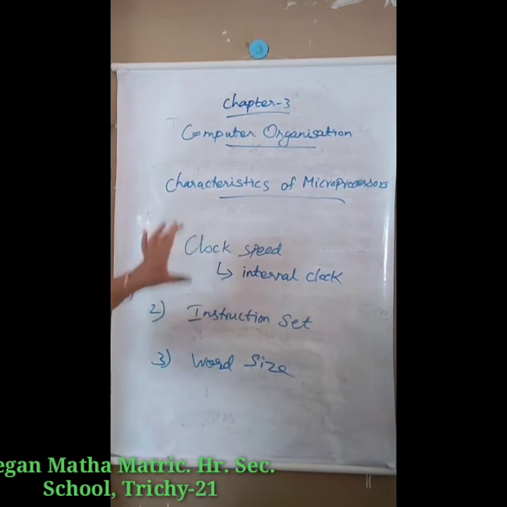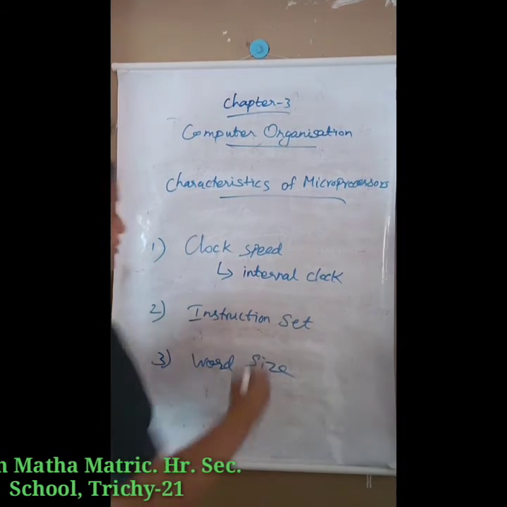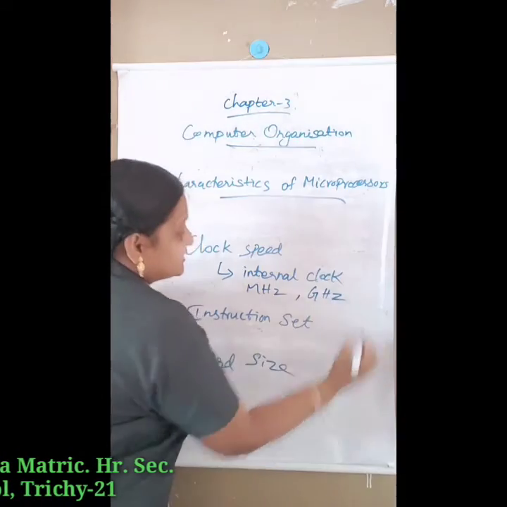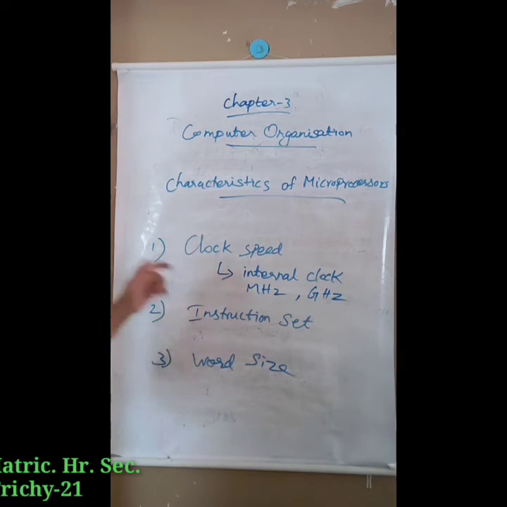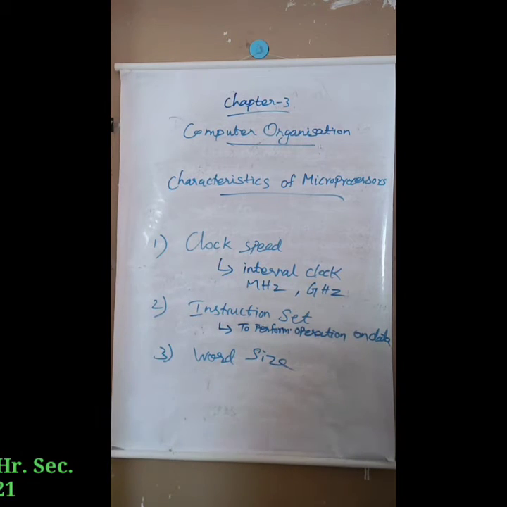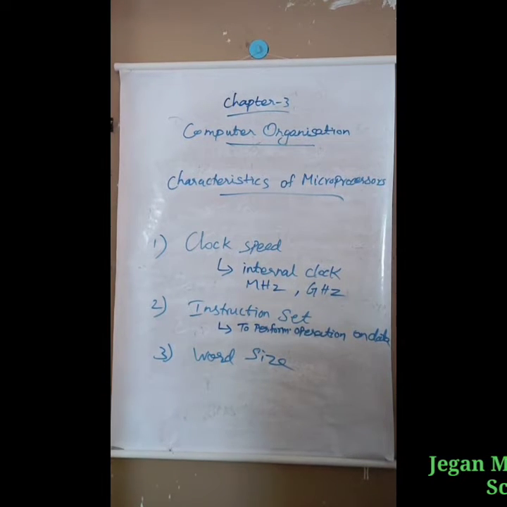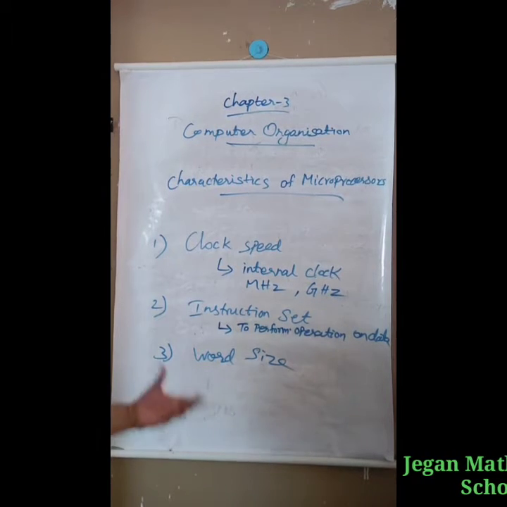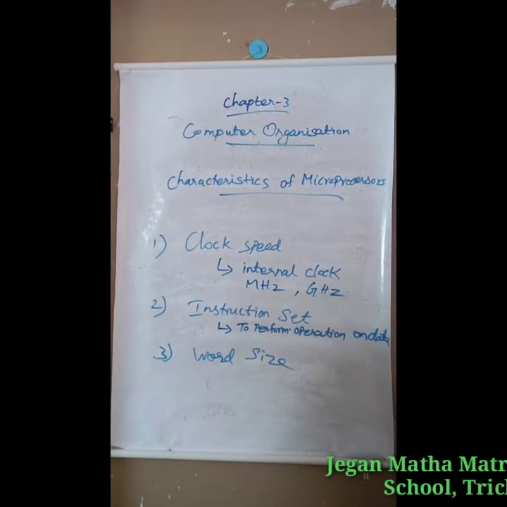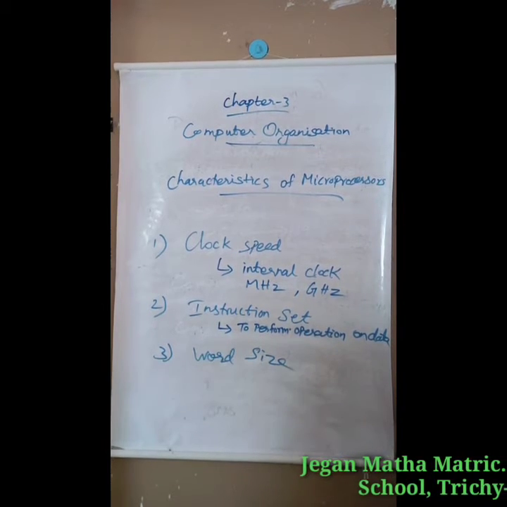Here we can measure the clock speed in two units, one is MHz, megahertz, another one is GHz, gigahertz. Instruction set, so it is used to perform operation on data. So that is a command which is given to a computer to perform an operation on data is called instruction. The basic set of machine language instructions that a microprocessor is designed to execute is called instruction set.